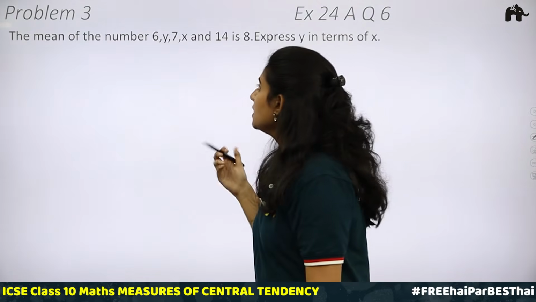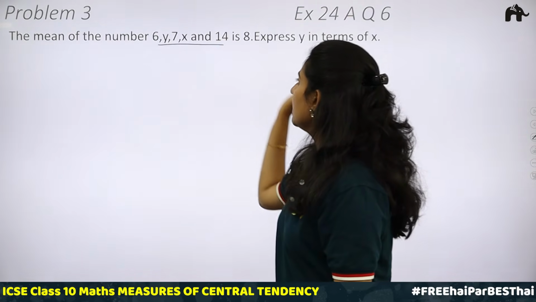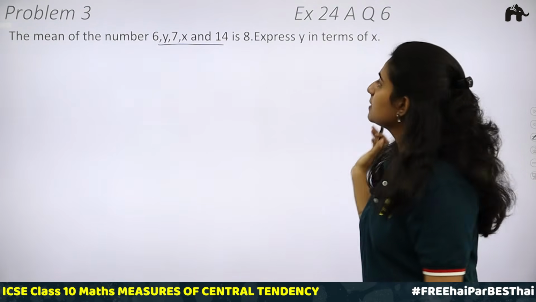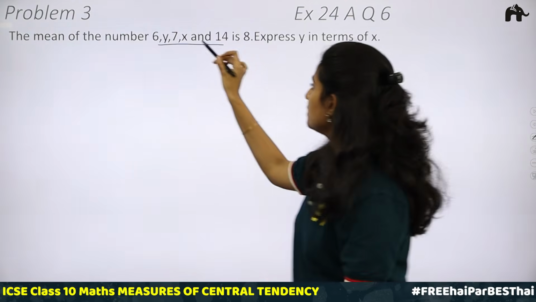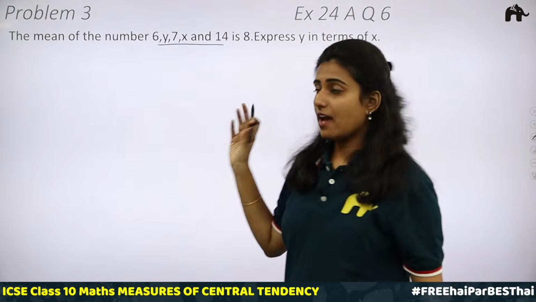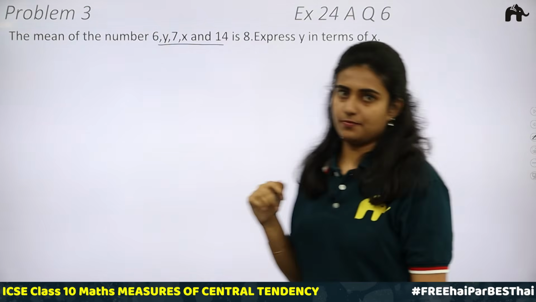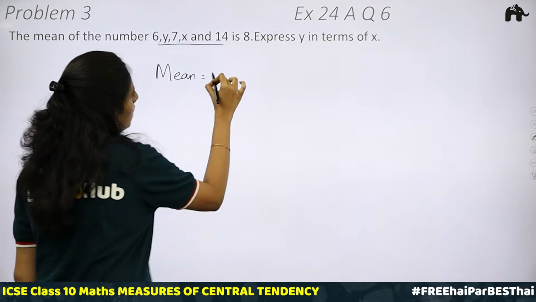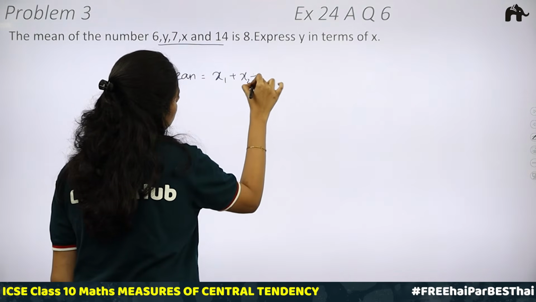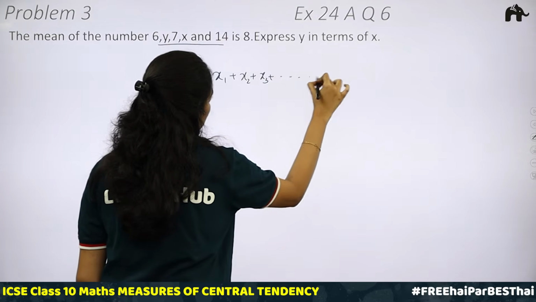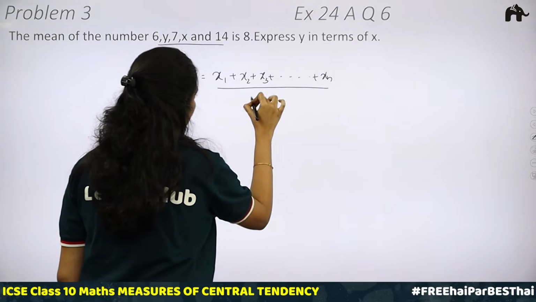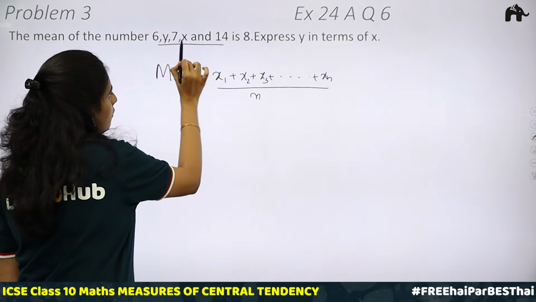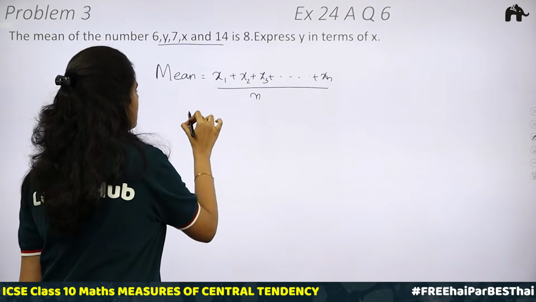The mean of the numbers 6, y, 7, x and 14 is 8. Express y in terms of x. Here we have two variables. We don't know the values of y and x. We have to express y in terms of x. What do we have? We have arithmetic mean is equal to x1 plus x2 plus x3 plus etc. plus xn, whole divided by n. Here what is n? 1, 2, 3, 4, 5. Okay. So n is equal to 5.